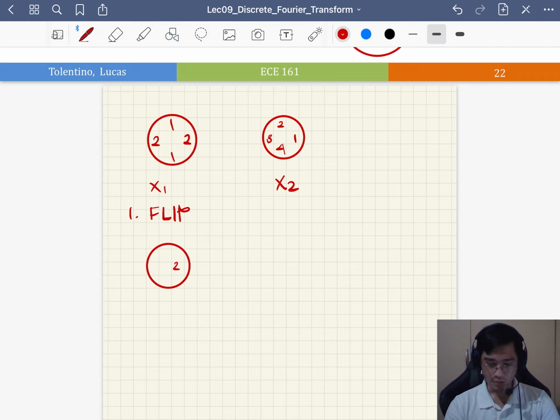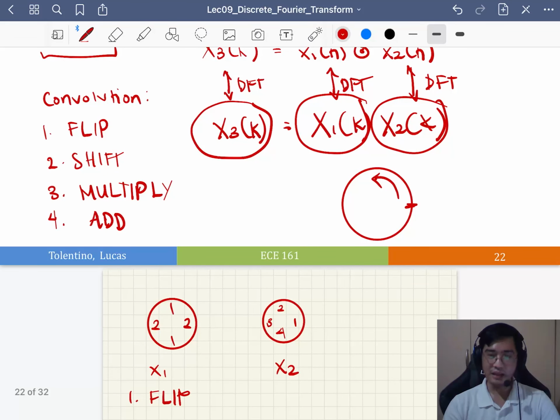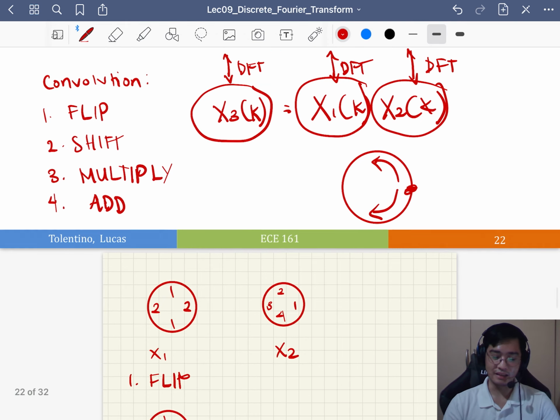2, 1, 2, 1. But x2 now is the flip version. So how do you represent flip in a circular sense? Okay, I'll explain later what this means. Basically, if you flip x2, instead of the counterclockwise direction, you move to the clockwise direction with the same origin. The origin is still at this point.